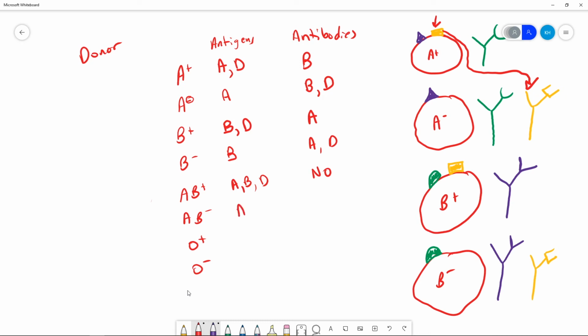So we know that it's going to have the A and the B antigen, but will not have the D antigen, so it has the D antibodies.